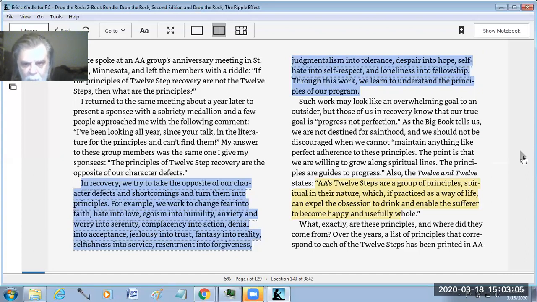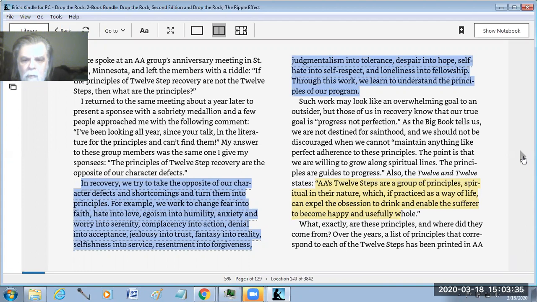Such work may look like an overwhelming goal to an outsider, but those of us in recovery know that our true goal is progress, not perfection. As the Big Book tells us, we are not destined for sainthood, and we should not be discouraged when we cannot maintain anything like perfect adherence to the principles. The point is that we are willing to grow along spiritual lines. The principles are guidelines to progress.